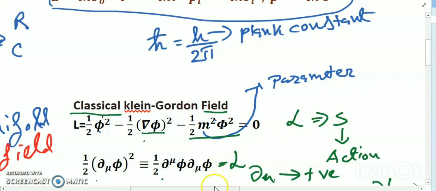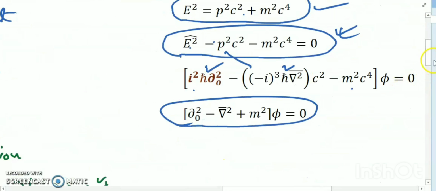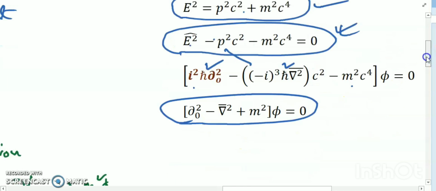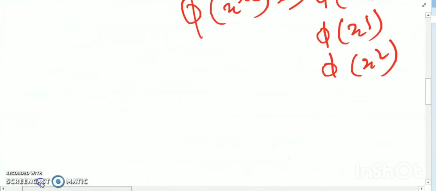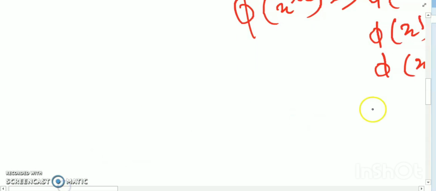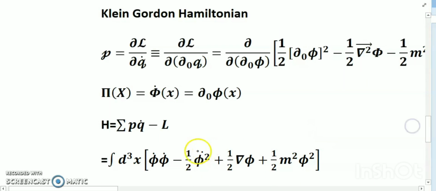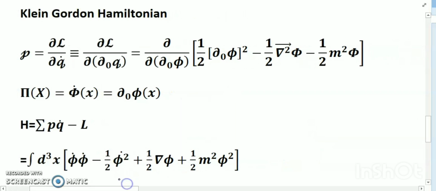Now I apply this quantization in here, I get the KG equations from relativity. Next I will go to discuss the complex operator. Okay, before the complex operator, I need to discuss the Klein-Gordon Hamiltonian operator.